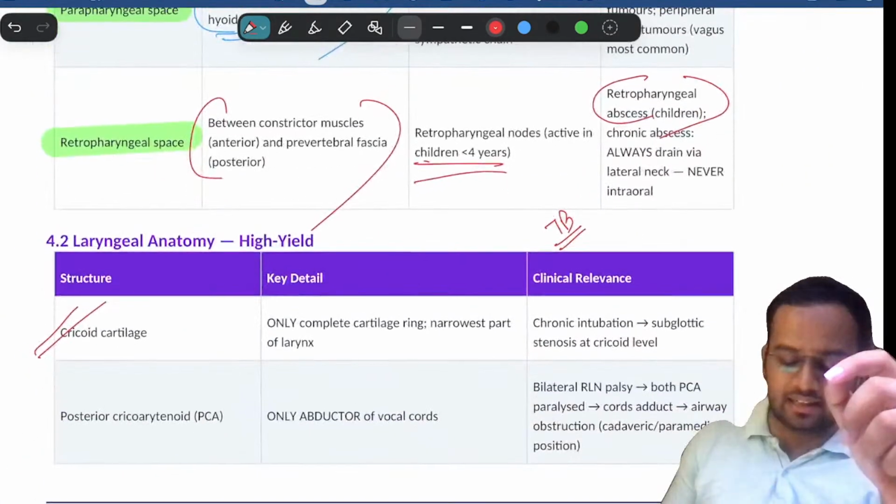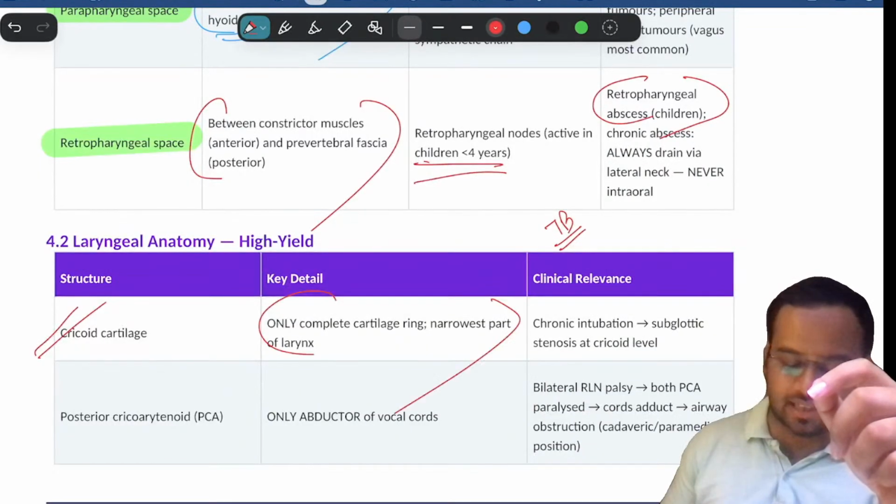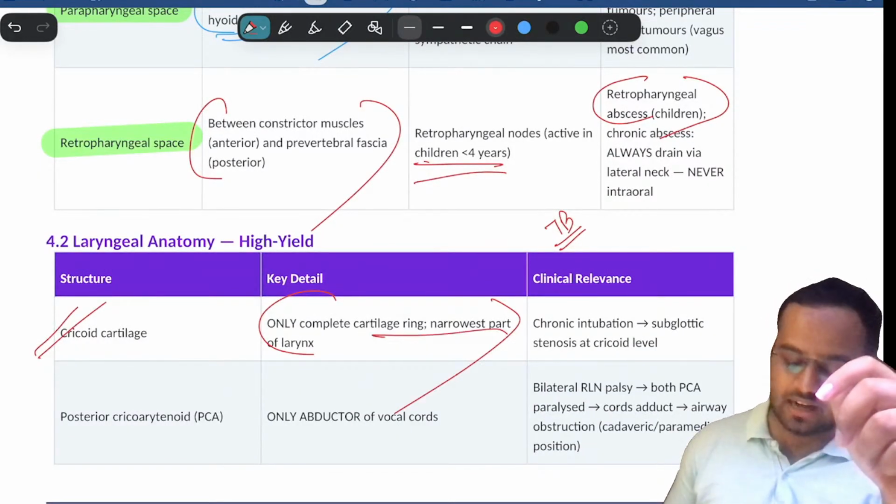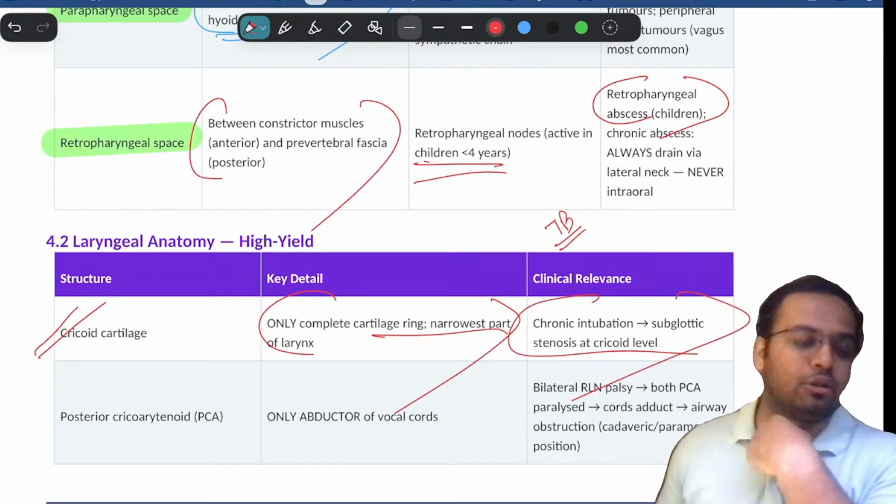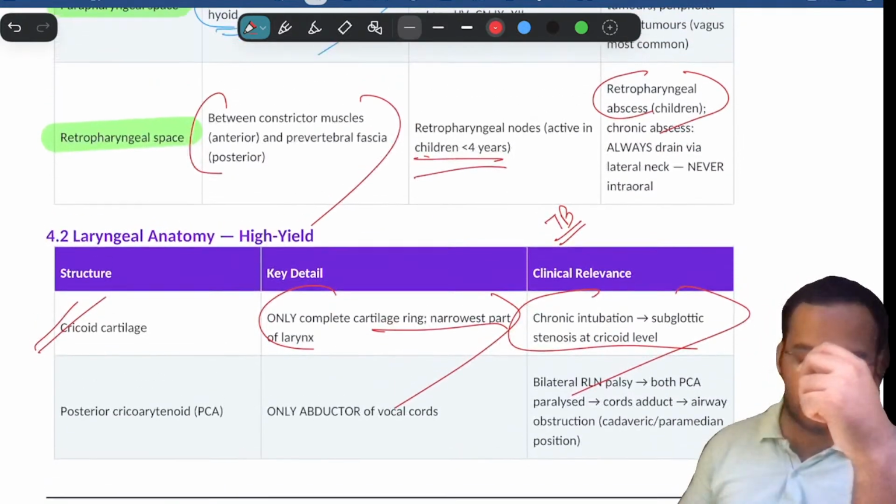So the cricoid cartilage is the only complete cartilage, and it is the narrowest portion of the larynx, and chronic intubation can lead to subglottic stenosis. So very important for us.